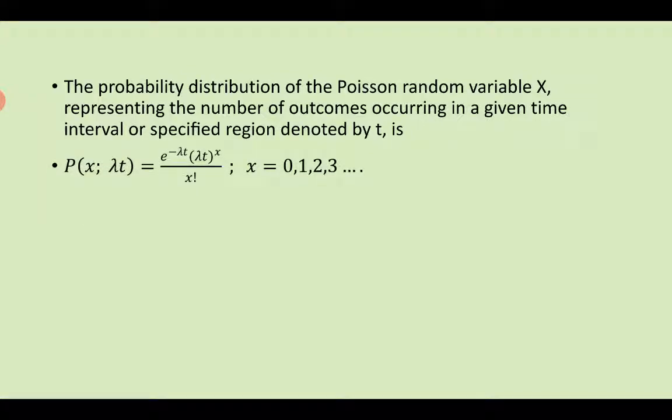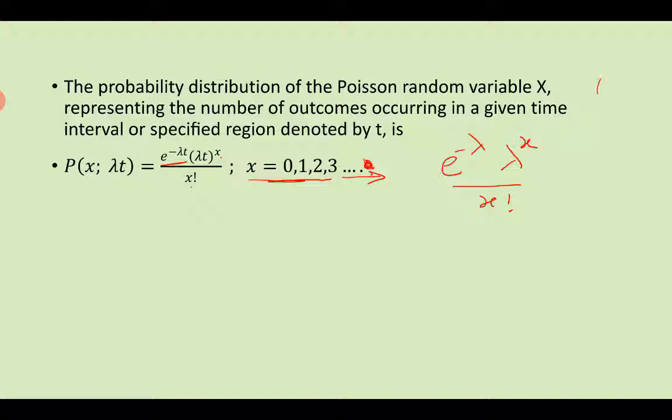The probability distribution of the Poisson random variable x, representing the number of outcomes occurring in a given time interval, is given as e raised to minus lambda t, to the power x, divided by x factorial. In other words, you can write e raised to minus lambda to the power x over x factorial, and x starts from 0 and keeps going up. In binomial it will end at n, but in Poisson it will not end, it goes to infinity.